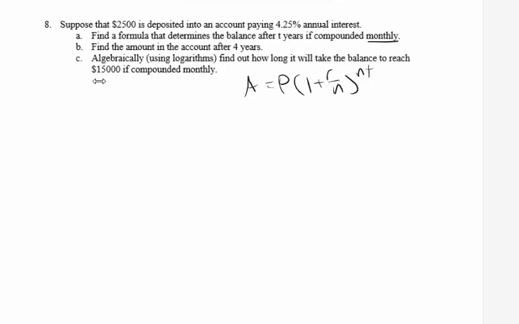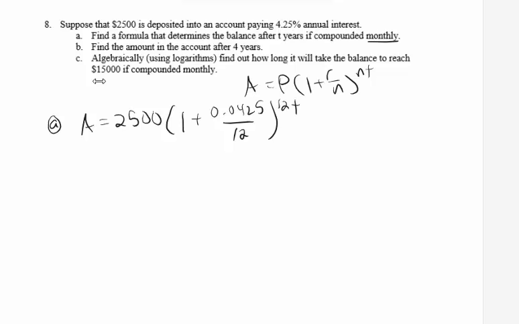I changed this to 15,000 for a different example, but for part A, our formula would be A, our P-value, 2500, like the last problem, times 1 plus r, which is 0.0425, over n. We're going to compound it monthly, so n is 12, the number of times you pay the interest per year, to the 12t. So for part A, we want the formula. We got t as the variable.